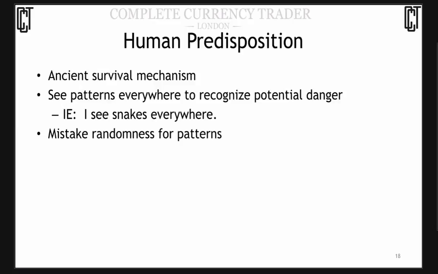So now I thought everything was snakes. It was just my survival mechanism kicking in. We mistake that randomness for a pattern. So just the random fall of leaves, the random way the branch happened to be laying on the ground, and so forth, caused me to think that it was a snake. Again, just our survival mechanism.